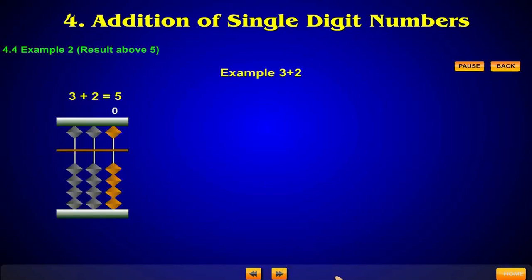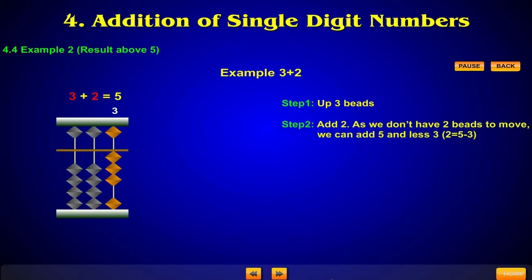Example: 3 plus 2. Step 1. Up 3 beads. Step 2. Add 2. As we don't have 2 beads to move, we can add 5 and less 3. That is, 2 equals 5 minus 3. Step 3. Count the beads.